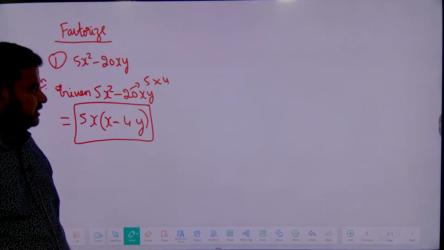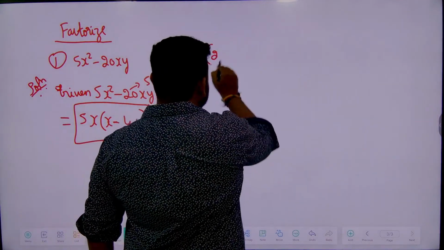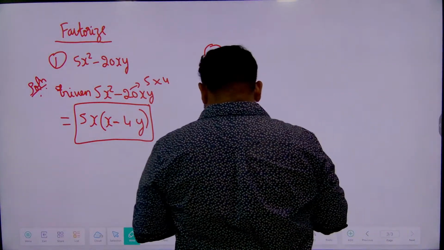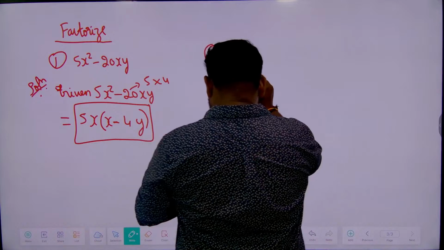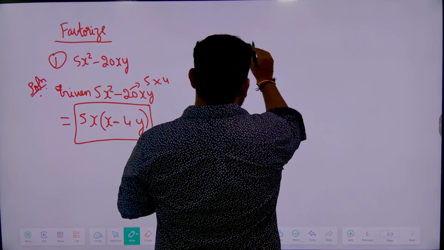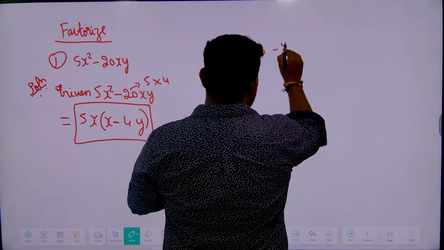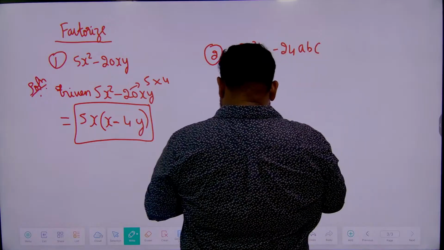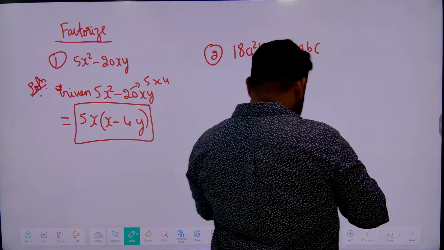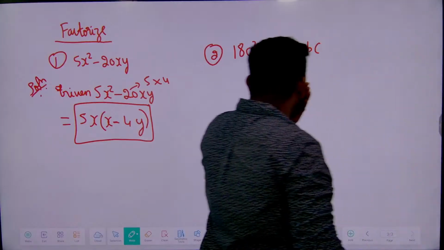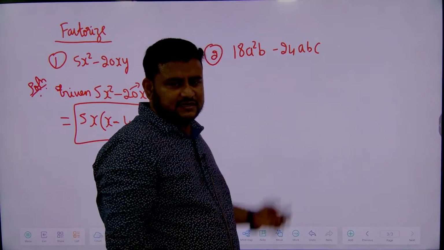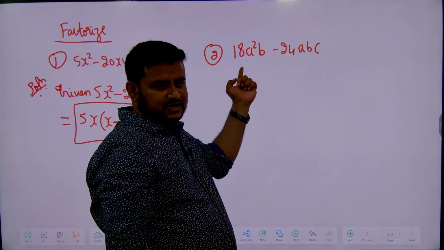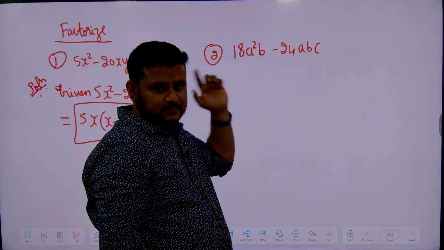Okay, got it? Now, next thing, let us take the next question. They are telling factorize 18a square b minus 24abc. This is what the question says. Listen carefully. Now, 18 and 24 definitely they are having similar factors. So, you know that in 6 table also it will come, in 3 table also it will come, in 2 table also it will come. Okay, you can use anything.